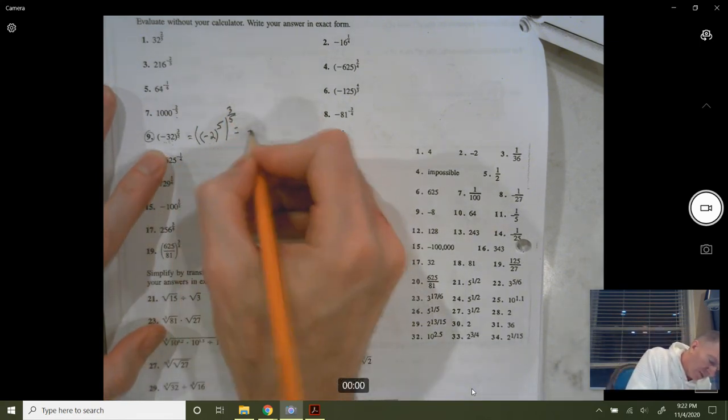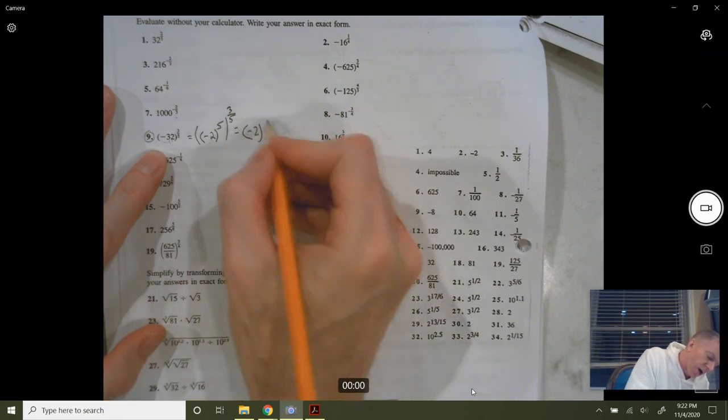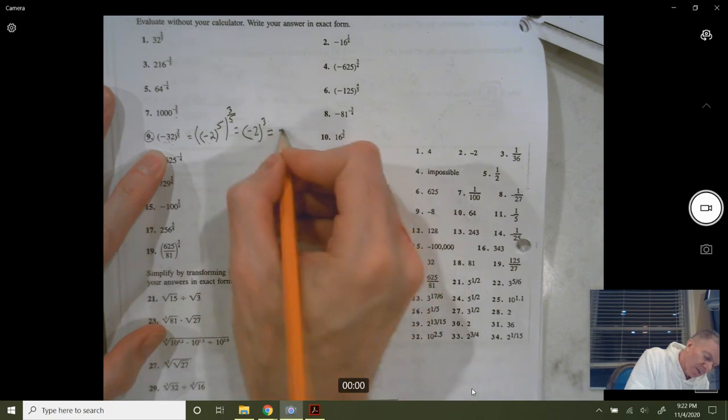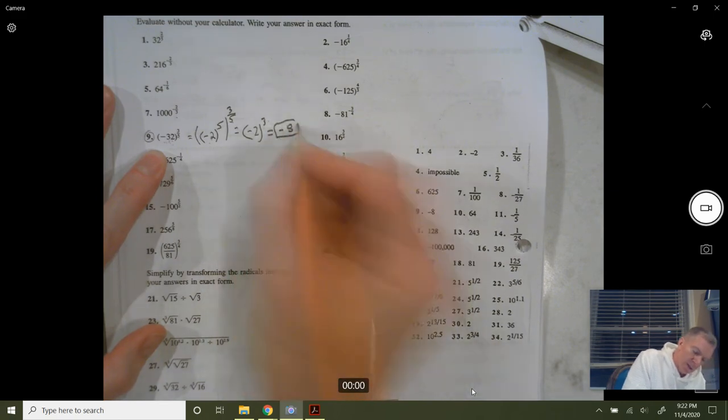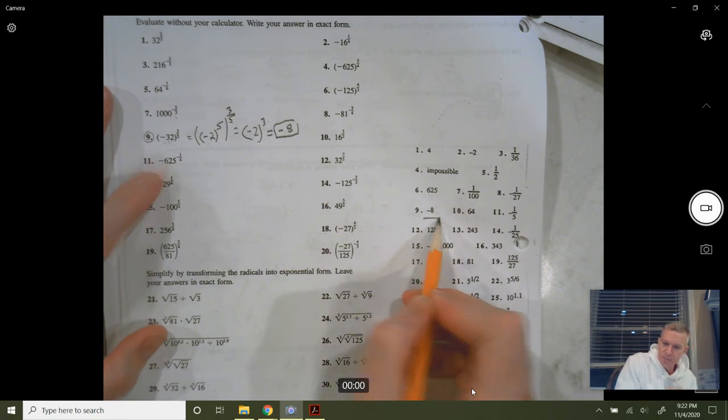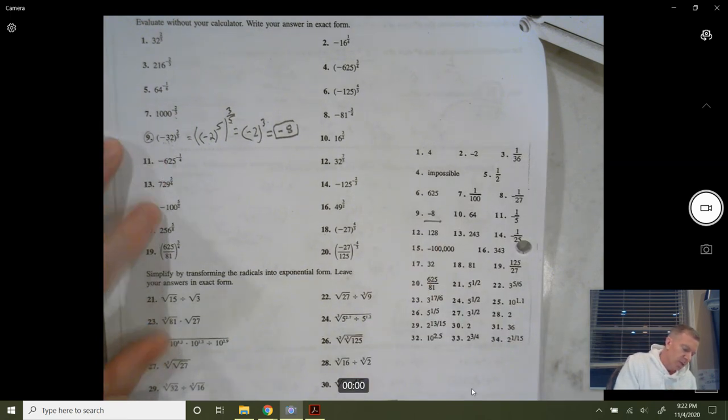We've got negative 2 to the, 5 canceled, to the 3rd. Negative 2 to the 3rd gives you negative 8. Nice thing about these, instant gratification. You check your answer and you see that we did it right. Okay, let's look at number 13.